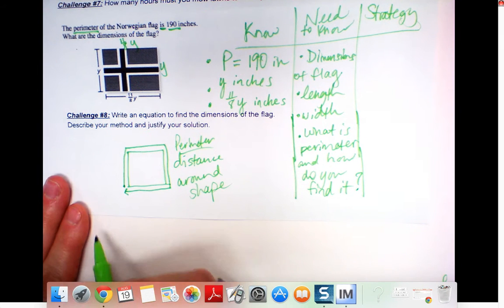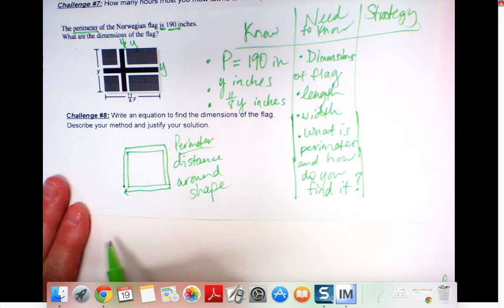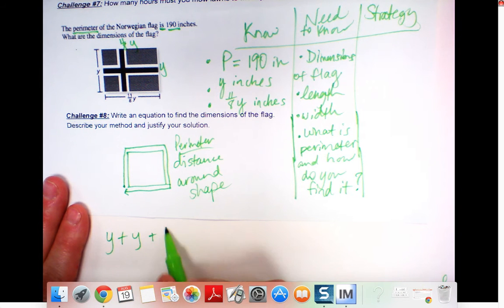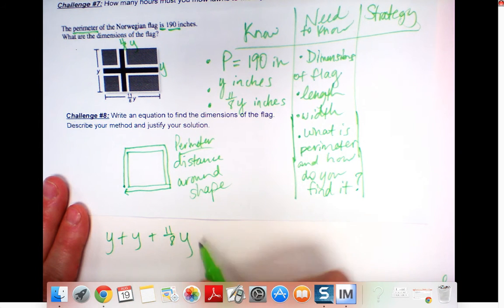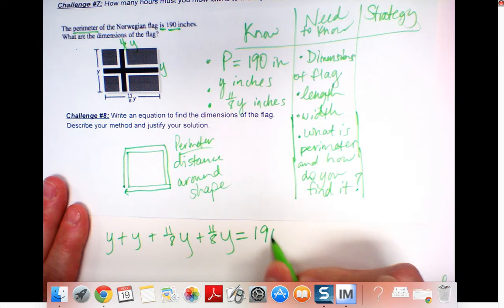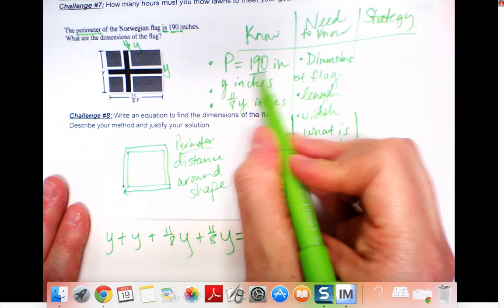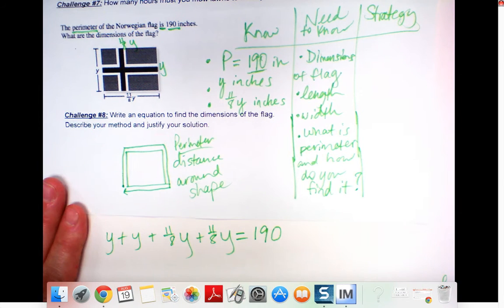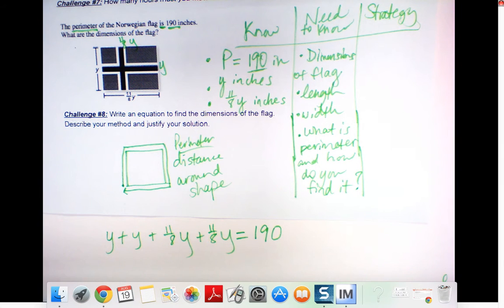So people like looking at it this way. y plus 11/8 y plus y plus 11/8 y equals 190, because we know the perimeter. Now that's one way we can write it.